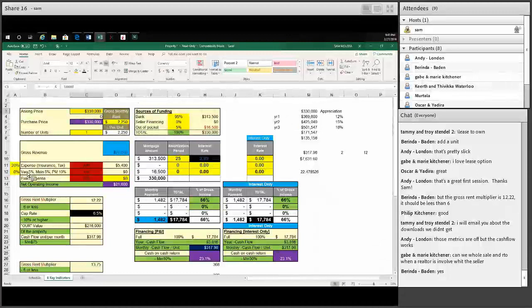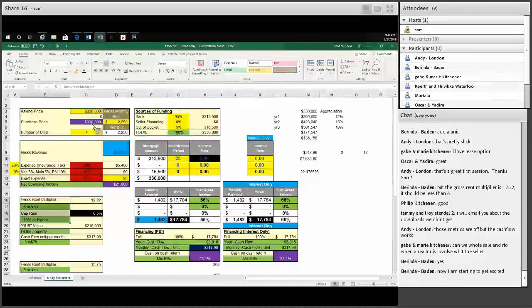Those metrics are off, but the cash flow works. That's exactly right. The metrics are off, but the cash flow works because we've changed the structure. So these metrics right here are based on the basic facts of the property. What we're doing is saying, even though this property sucks, and look at our value versus purchase price, it's huge. But we can still make the property work.